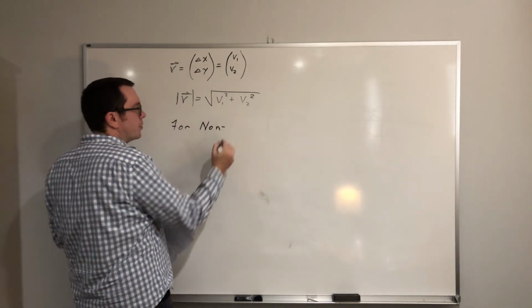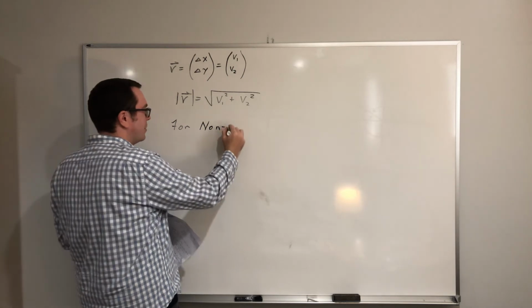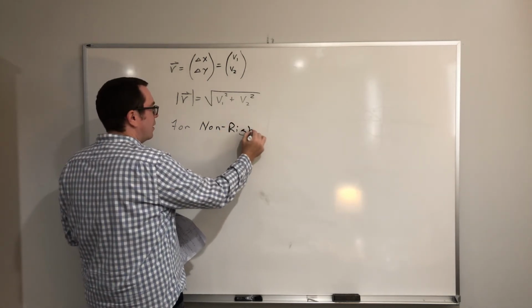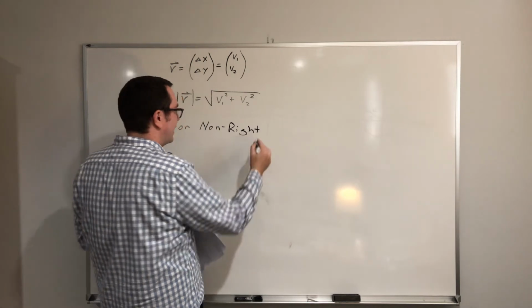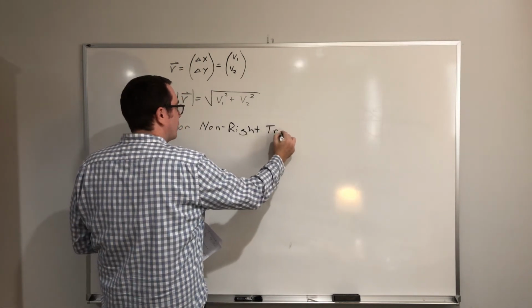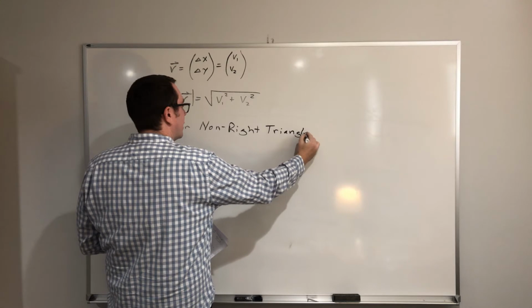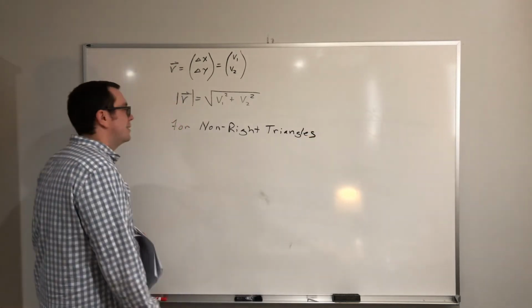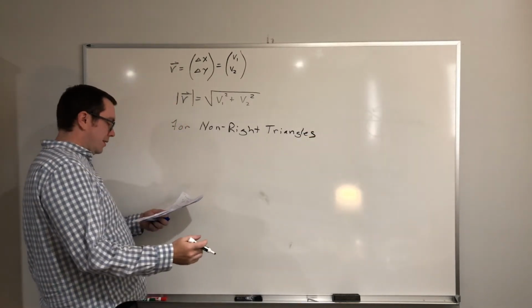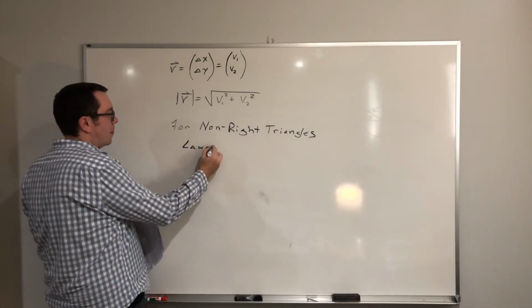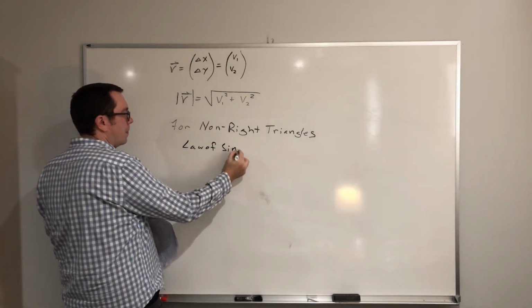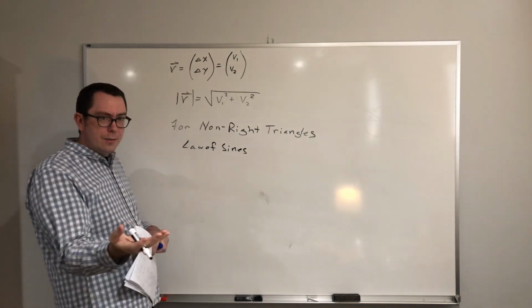okay, trying to remember the name right now. It's been a long summer. I can't think. If this were a real classroom, someone would shout it out. So for non-right triangles, I'll just have you remember there's a law of sines. Really quickly, because my ink fades for some reason.